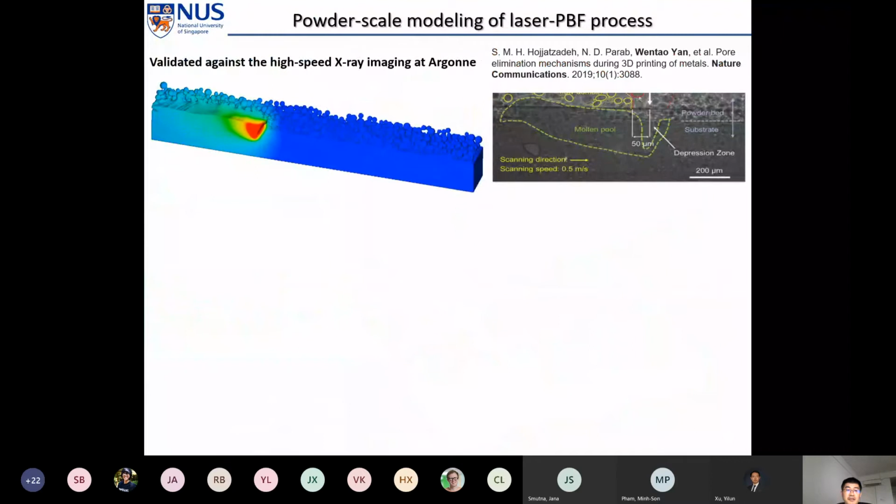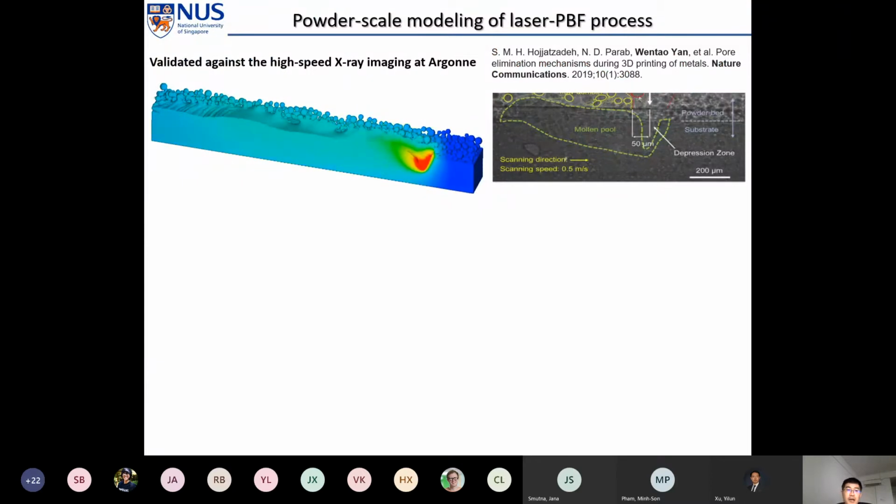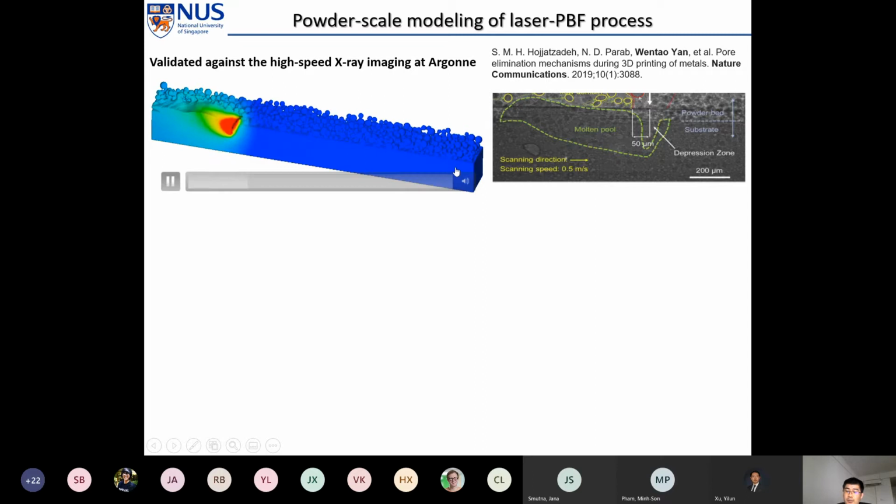And actually there are other, more complex parts in the experiments. This is where we collaborate with US Argonne National Lab. They use high-speed X-ray imaging to monitor the molten pool and how the pores move within the molten pool, whether they escape from the molten pool or stay inside even after solidification. So we run a simulation to support their experiments, to support their explanation.